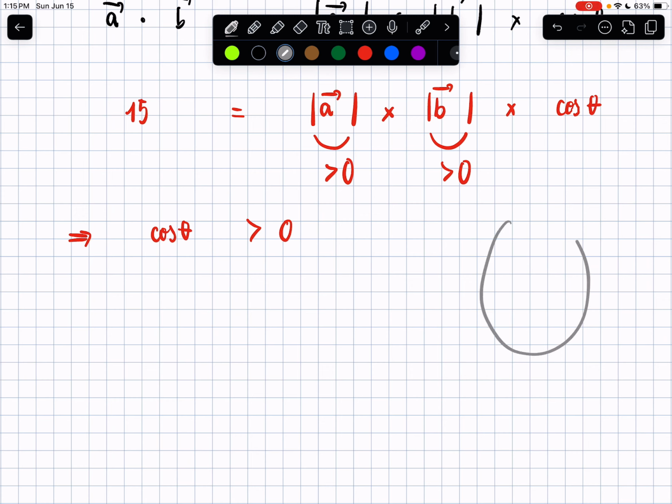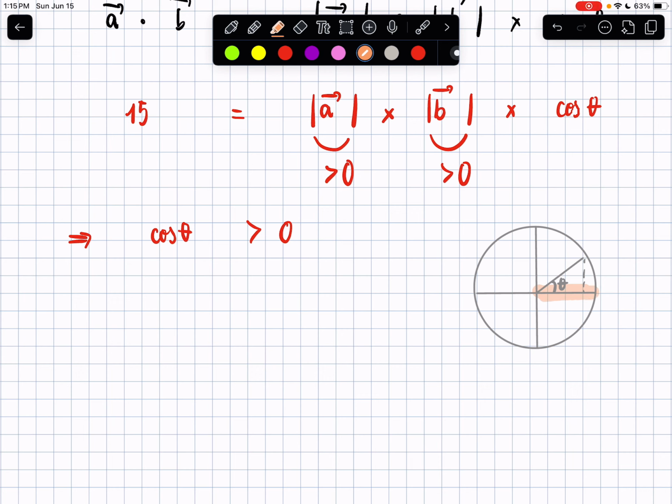Cosine of theta is positive, which means, so here is a unit circle. For the angle theta, cosine of theta is here, right? The whole part which is positive, then theta must be between 0 and pi by 2, right? From 0 to pi by 2. If theta is obtuse, then the cosine is going to be negative.